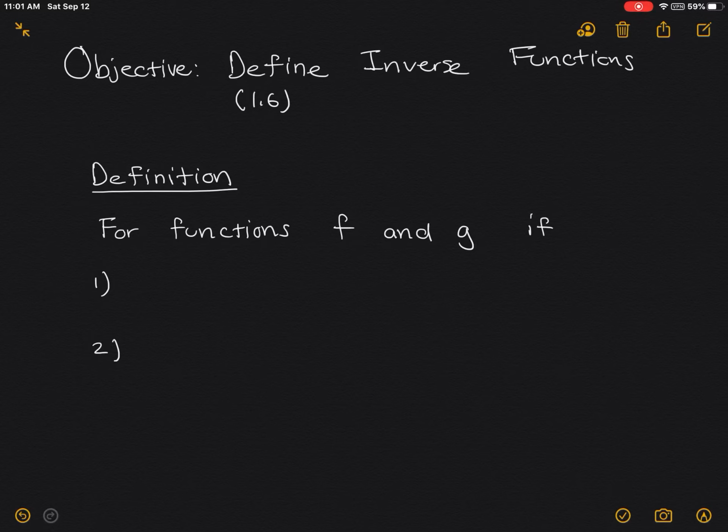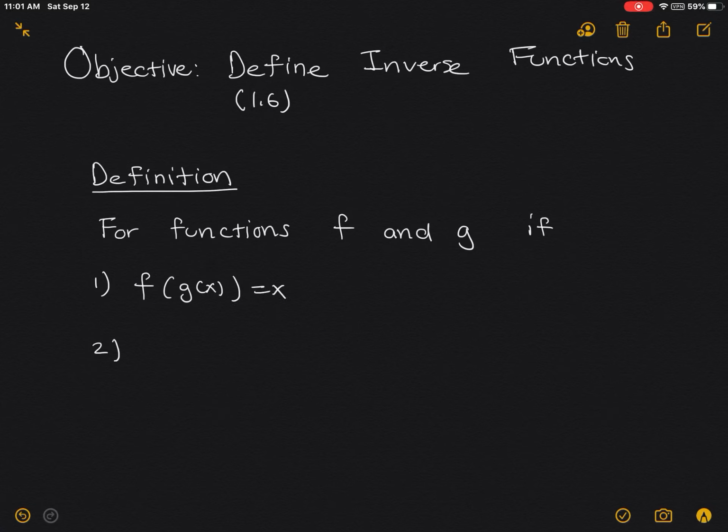All right, so in this video, we're going to move on to 1.6, and we're going to define what an inverse function is and what are the characteristics of inverse functions. All right, so I'm going to start with the definition. It says for functions f and g, if 1 and 2, okay, so two things need to be true.